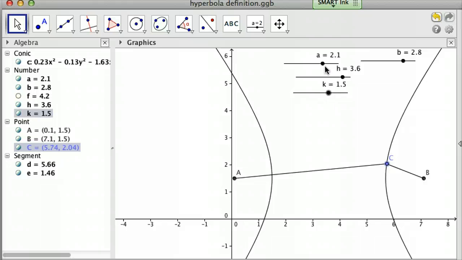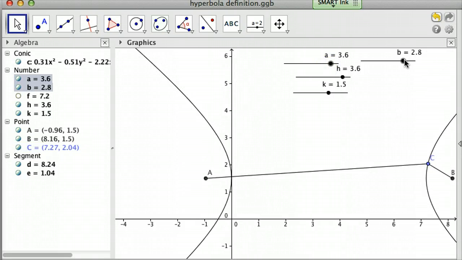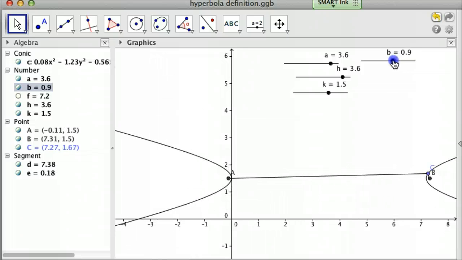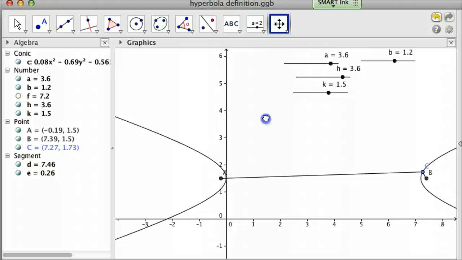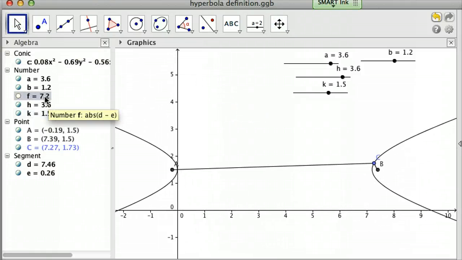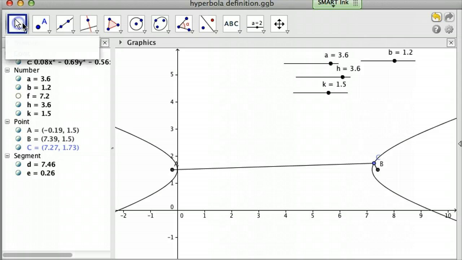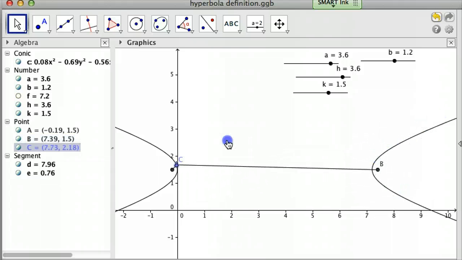Now let's change the hyperbola in some way. So let's make A and B maybe a little smaller so it's narrower. And let's move it so we can get a better picture of it. And notice now my F is 7.2, D is 7.46, and E is 2.26. So if you subtract those D and E again, you should always remain with 7.2 with this new hyperbola.